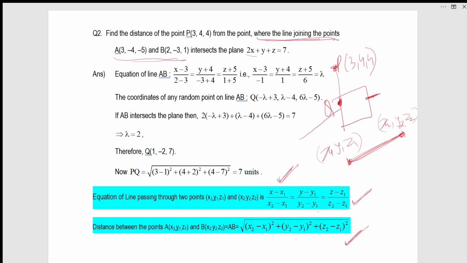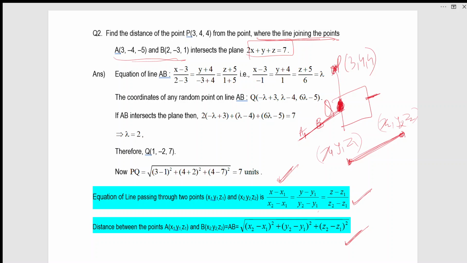The plane is 2x plus y plus z is equal to 7. So this is the plane and this line is passing through 2 points. तो पहले तो ये line पता होनी चाहिए, right? So you will find out equation of line passing through 2 points, and this line is intersecting the plane. So you have to find out the distance between this point and this point.